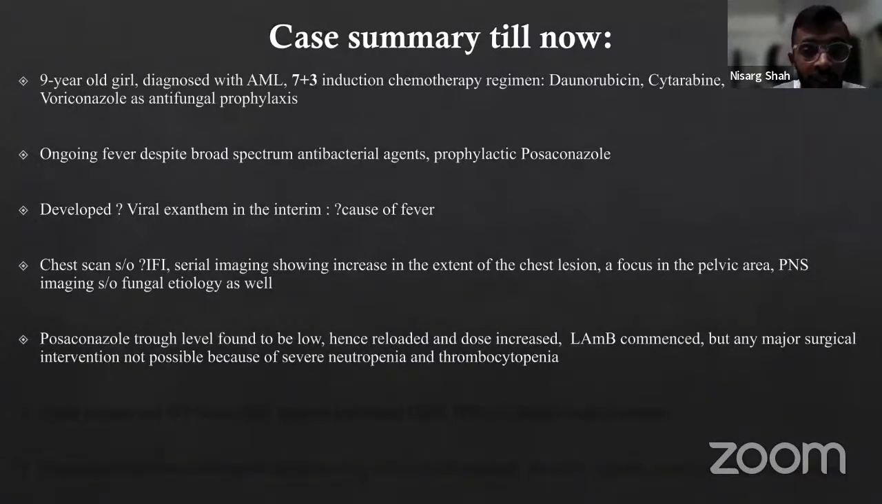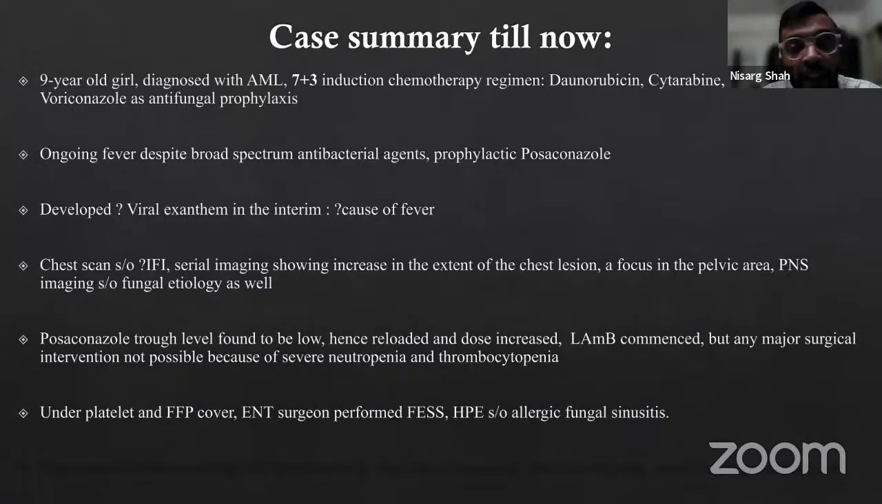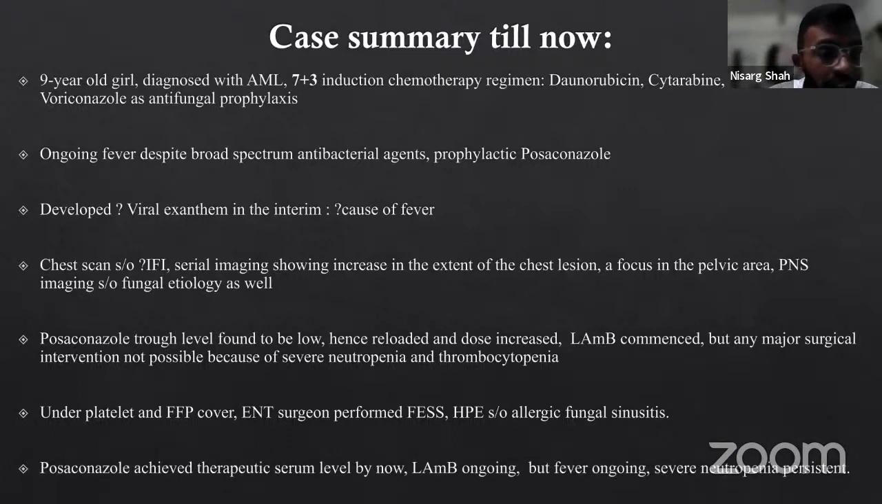Now, the posaconazole trough level, which was initially found to be low, we reloaded the patient with posaconazole and liposomal amphotericin B was commenced. But any major surgical intervention was not possible because of severe thrombocytopenia mainly. And under platelet and FFP cover, FESS was performed, and histopath turned out to be allergic fungal sinusitis rather than invasive fungal sinusitis. And ultimately, the posaconazole achieved therapeutic plasma level, and amphotericin B was ongoing, but simultaneously fever and persistent neutropenia were also there.